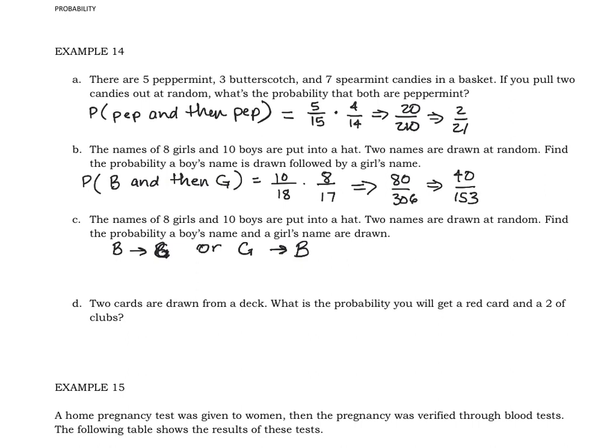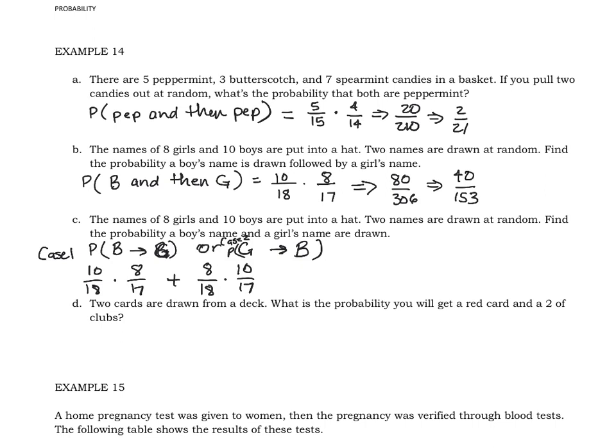So we'll call this case 1, where we have the probability of a boy followed by a girl. Case 2 is a probability of a girl followed by a boy. All right, well, let's see what that would look like mathematically. Well, we know what the first case would be. So we have 10 over 18 times 8 over 17. What does or mean? Or means we are going to add. So plus girl followed by a boy. Now that's going to be 8 out of 18 times 10 out of 17.